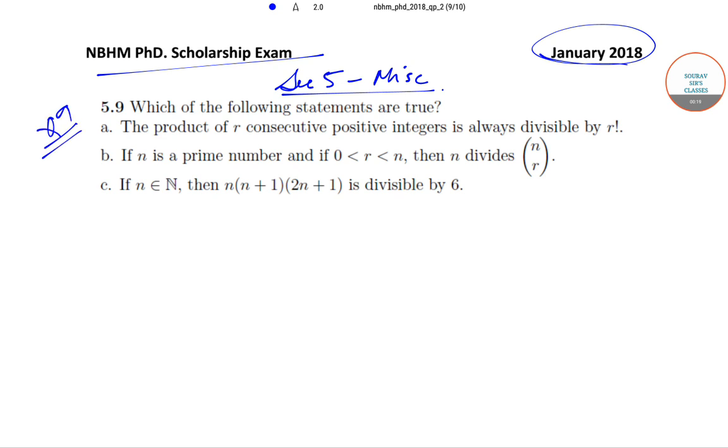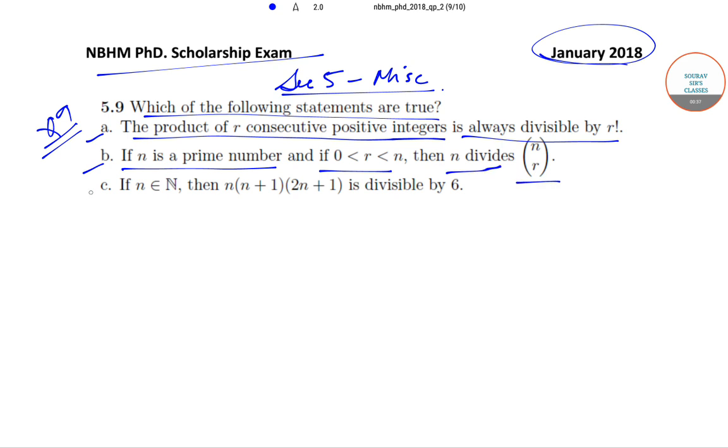The question is: which of the following statements are true? Option A, the product of r consecutive positive integers is always divisible by r factorial. Option B, if n is a prime number and if 0 < r < n, in that case n divides nCr. And option C, if n belongs to the set of natural numbers, then n(n+1)(2n+1) is divisible by 6. So these are the options.